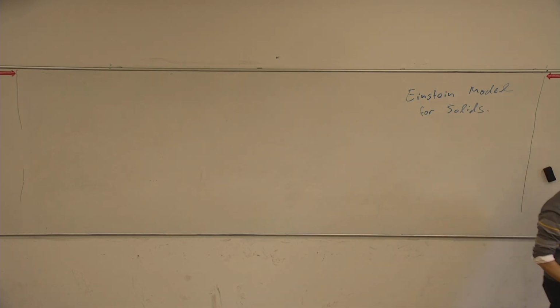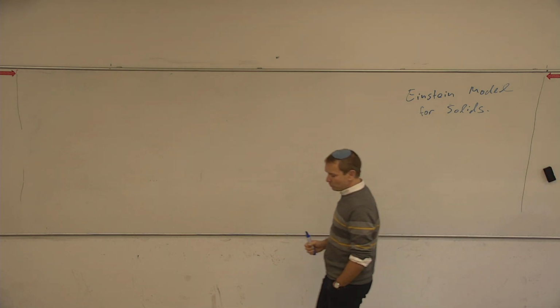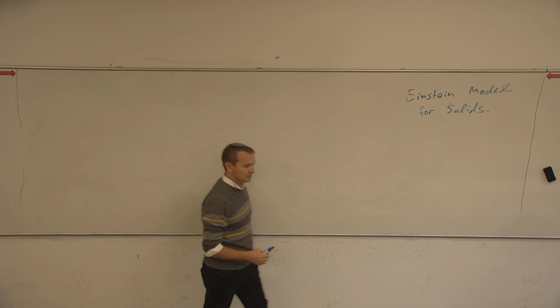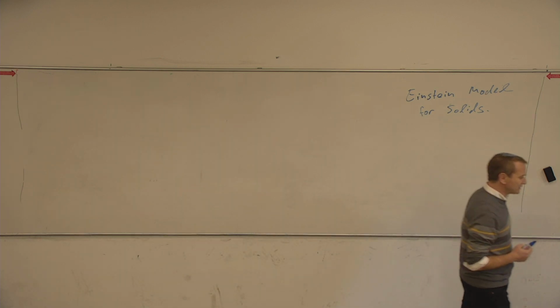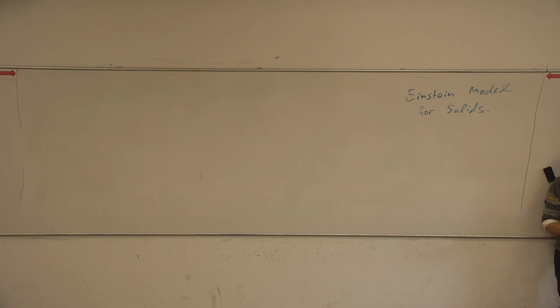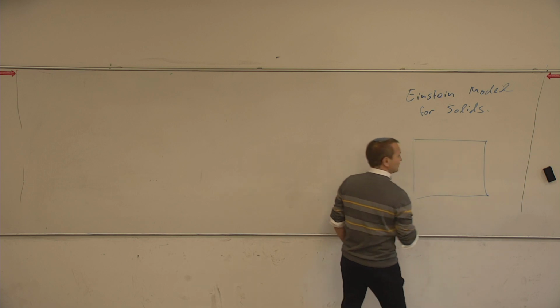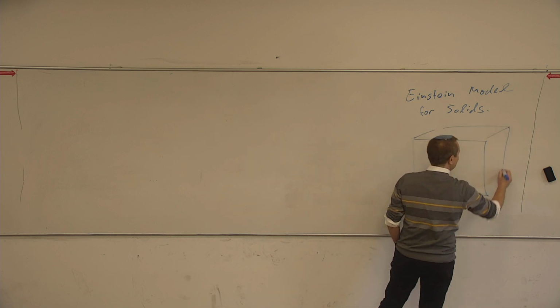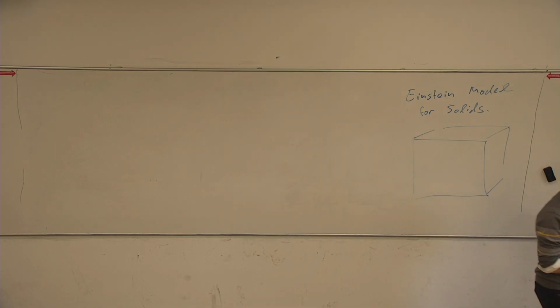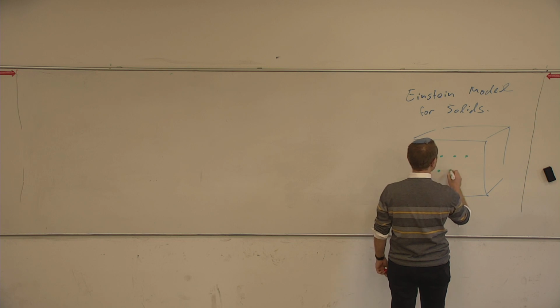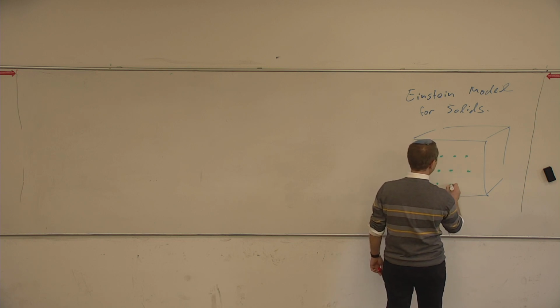We have seen this example for the microcanonical ensemble, and it was quite difficult to compute all these combinatorics. All right, so first, let's remind ourselves what the Einstein model is. Einstein assumes the following: a solid, a cube, and inside this cube there are a lot of different particles. Each of those particles can vibrate like a harmonic oscillator in three dimensions.